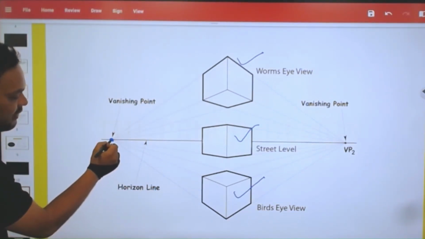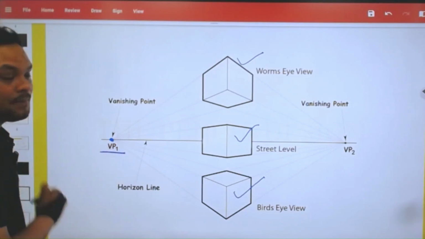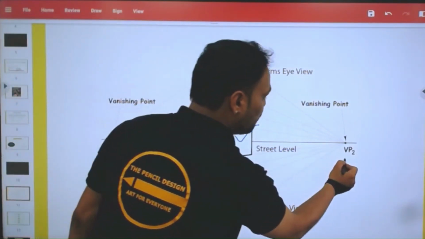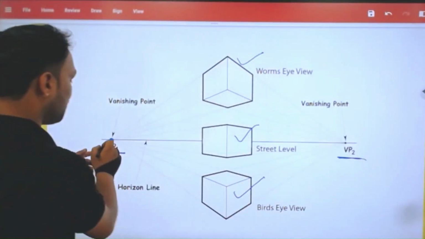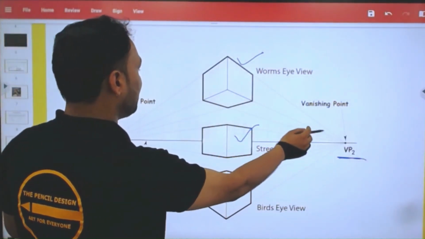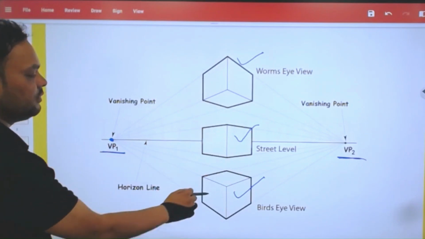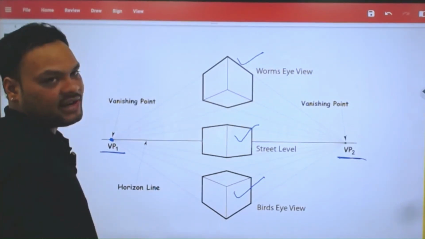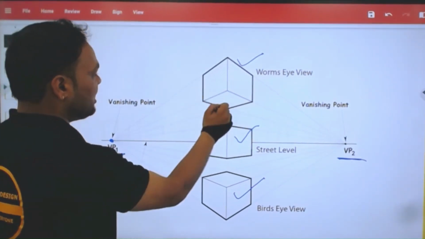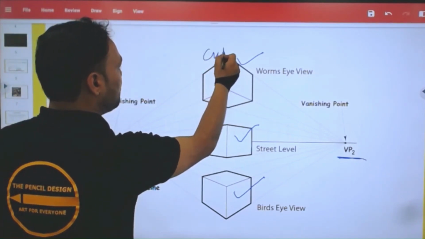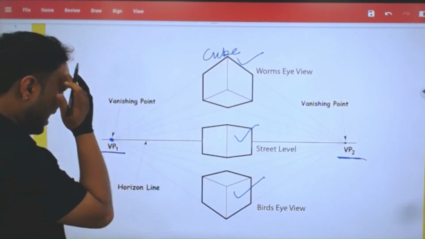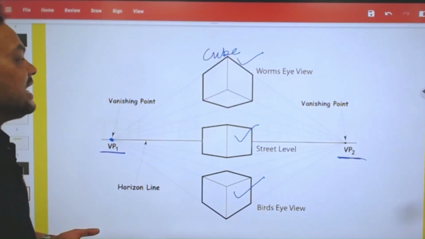You can see clearly vanishing point 1 here, right? And vanishing point 2. So we have vanishing point 1, vanishing point 2. By using them, we created a cube or cuboid or any 3D we can call it. In this image, it's a cube, right? So you have to analyze what type of lines have been used.